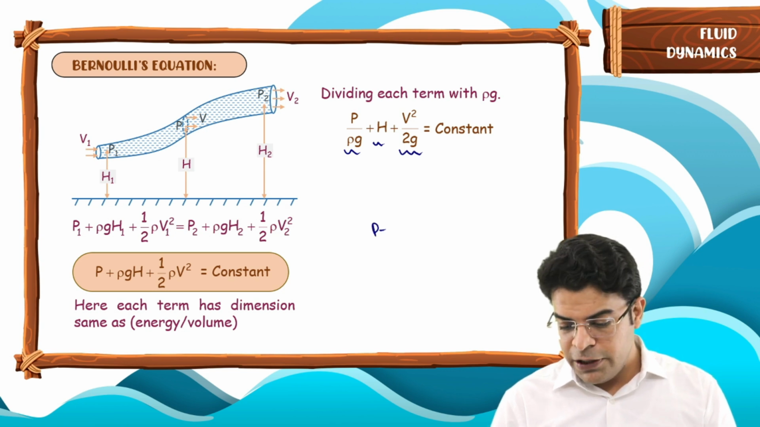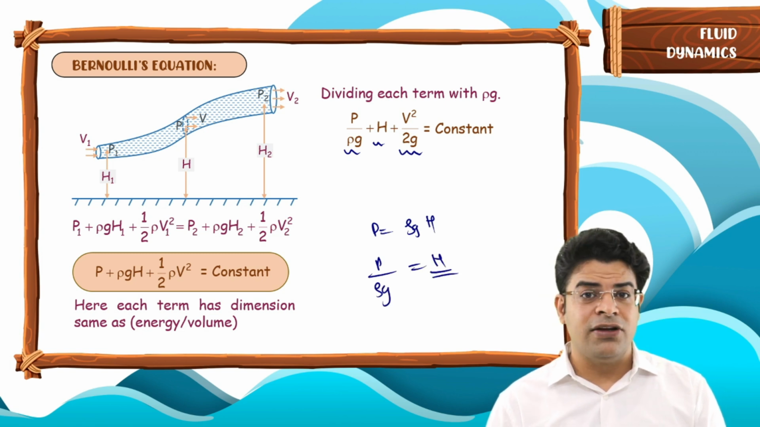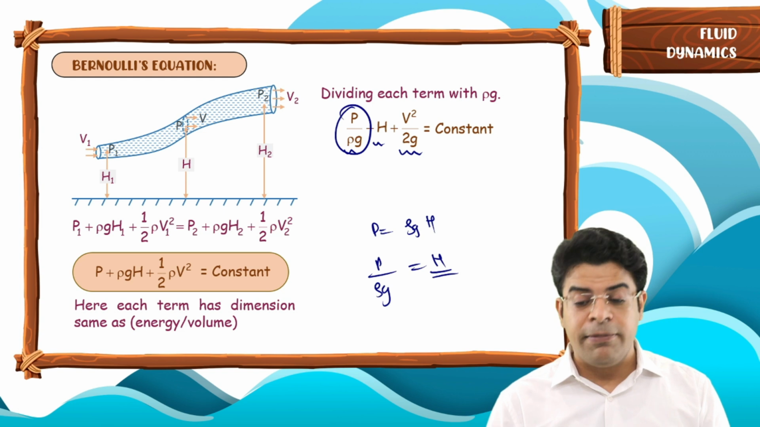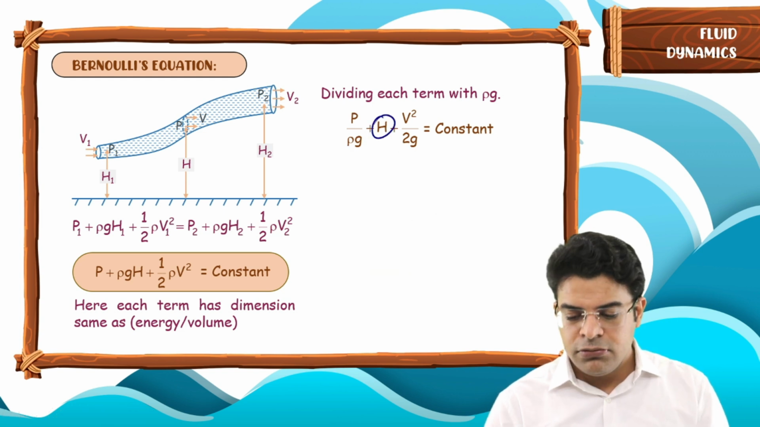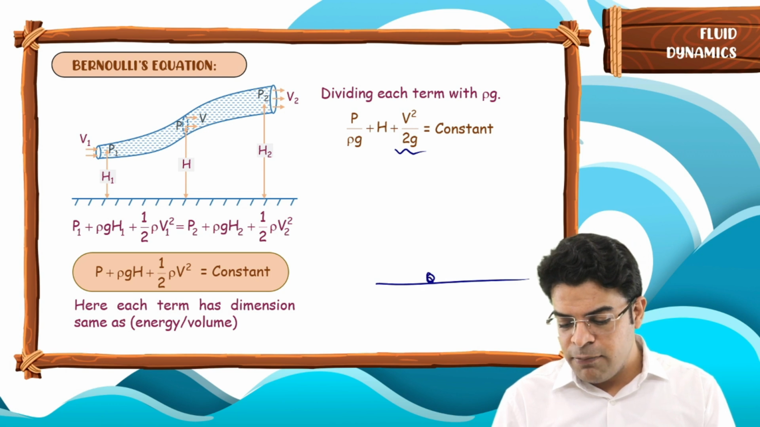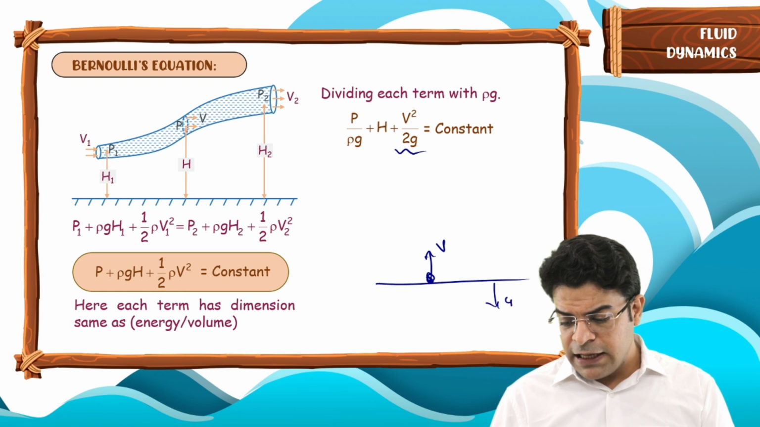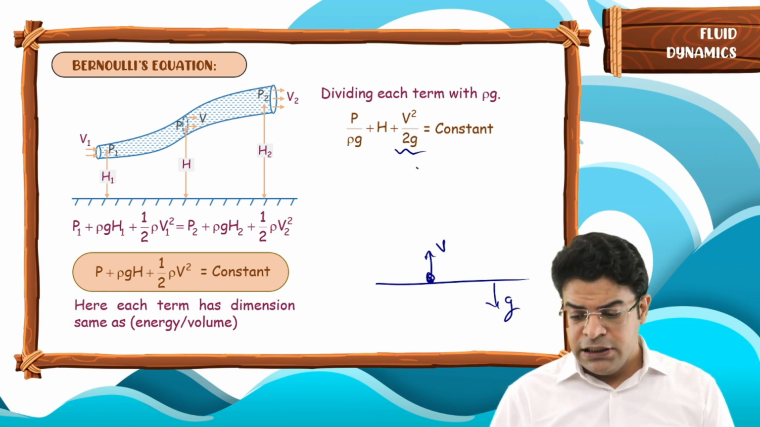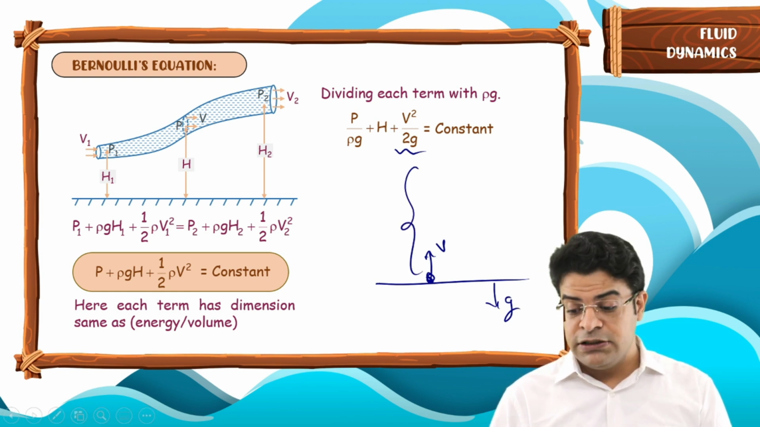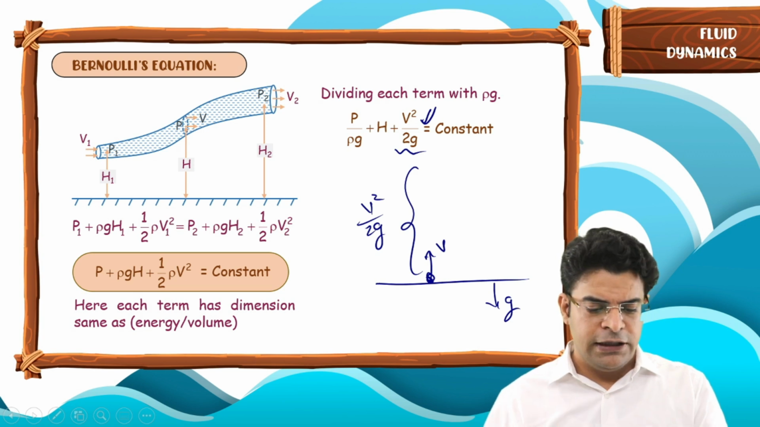You know that P equals rho gh? Yes sir. So P by rho g will have the same dimension as length. So P by rho g has the dimension of length, height has the dimension of length, and v square by 2g, you have learned that if a ball is projected upward with a speed v on a planet where the acceleration due to gravity is g, then the maximum height attained by this ball is nothing but v square by 2g. So this v square by 2g also represents a length.